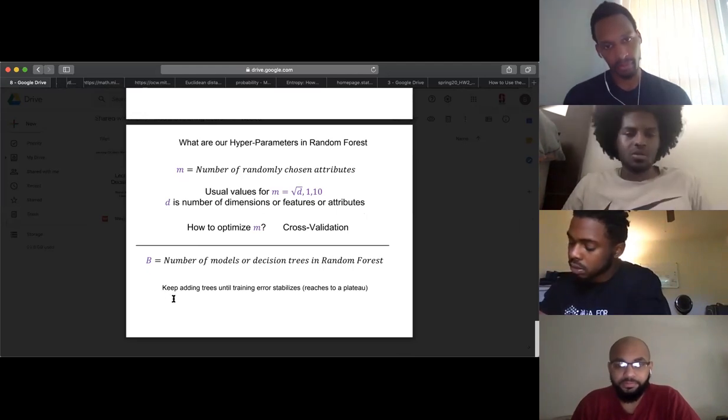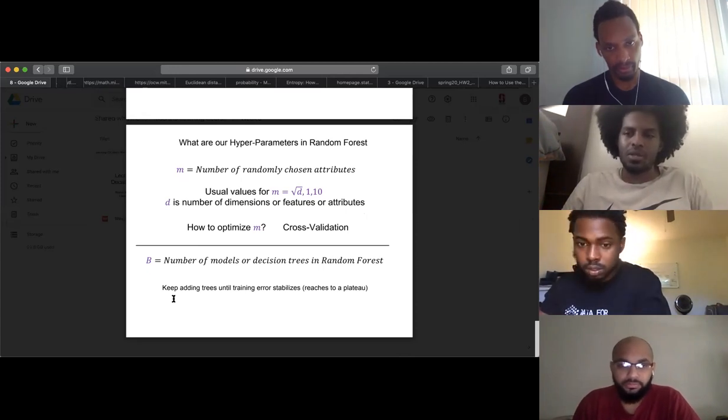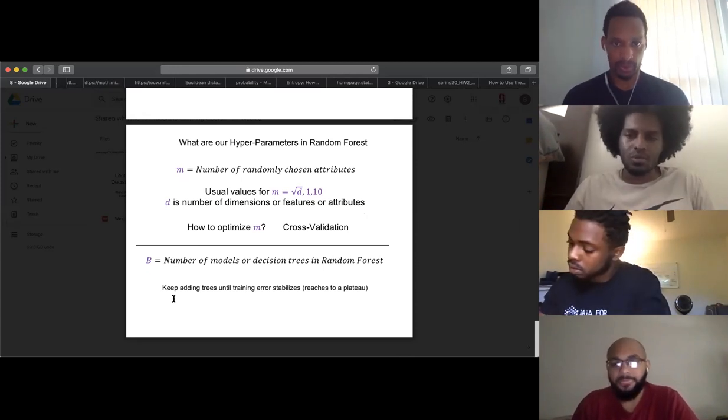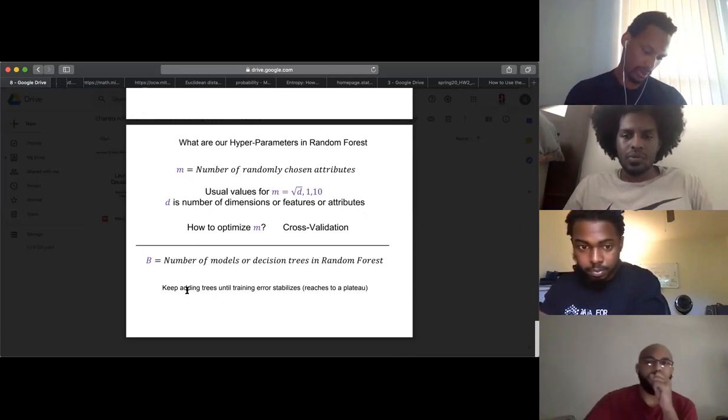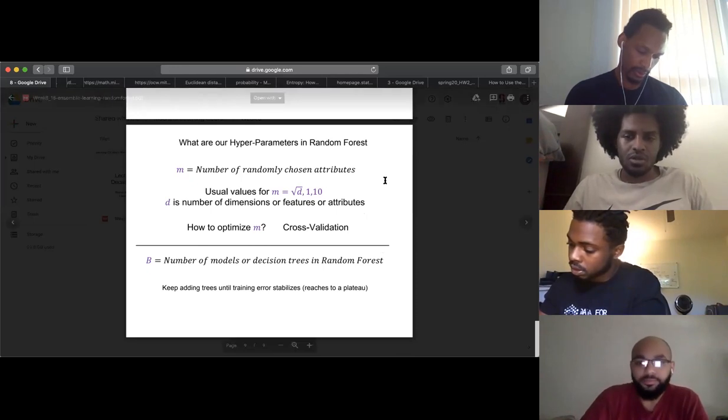And the last thing is you just keep adding trees until the training error stabilizes. Once you hit a plateau, then you know how many trees you need to have. Okay. Yeah, random forests are pretty good. Pretty useful.